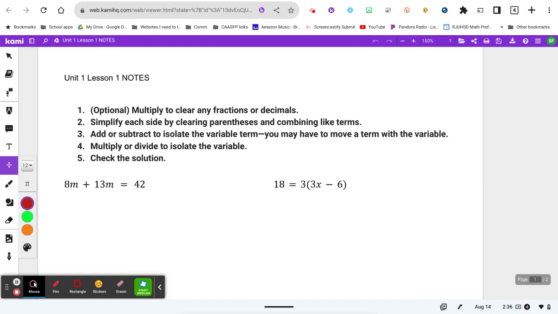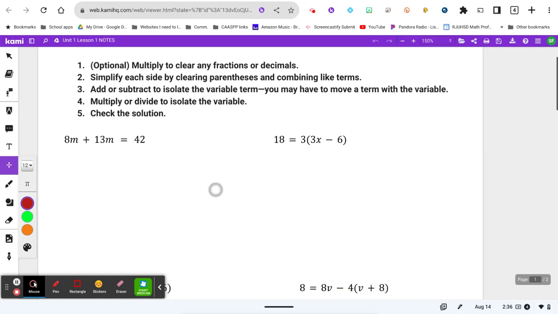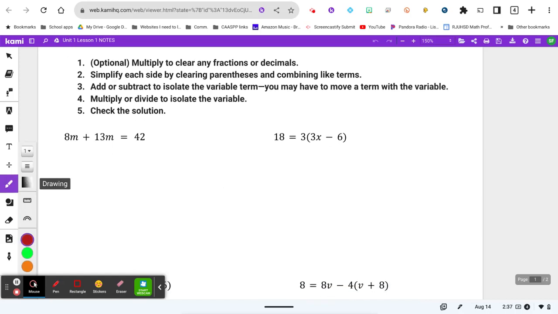Remember, optionally, you can multiply to clear any fractions. We can simplify each side with the parentheses, combine like terms, add, subtract, multiply, divide, and then we can check the solution. So for the very first one, let me get my pen out.